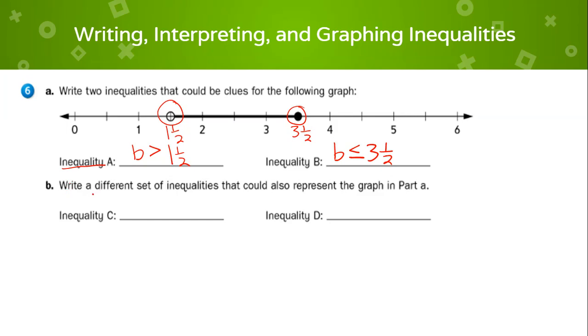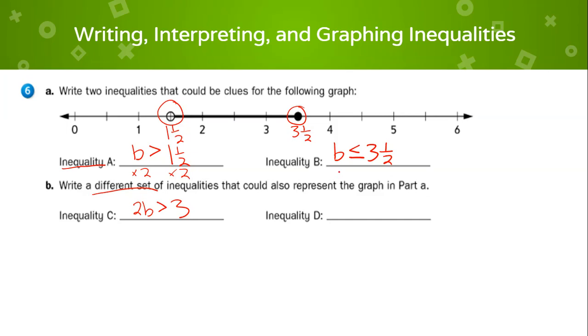So to write a different set of inequalities, what we would need to do is do the same thing to each side of our inequality. For example, I could multiply each side of this inequality by 2 and write an equivalent inequality. It sounds kind of contradictory, but it's possible. So B times 2 would be 2B is greater than 3. All of the numbers that make this inequality true also make our first inequality true. And I can do the same thing on the other side.